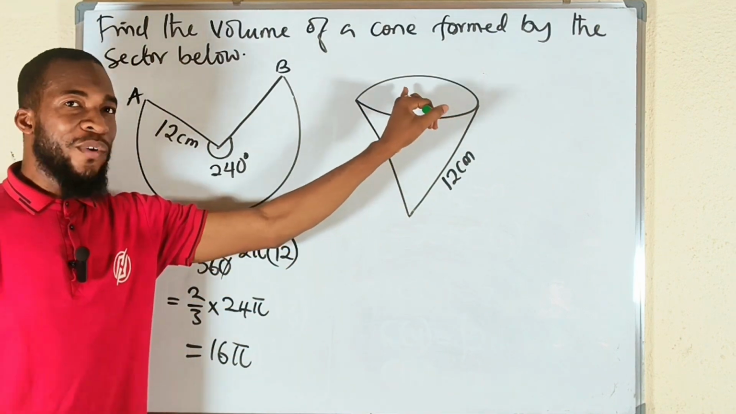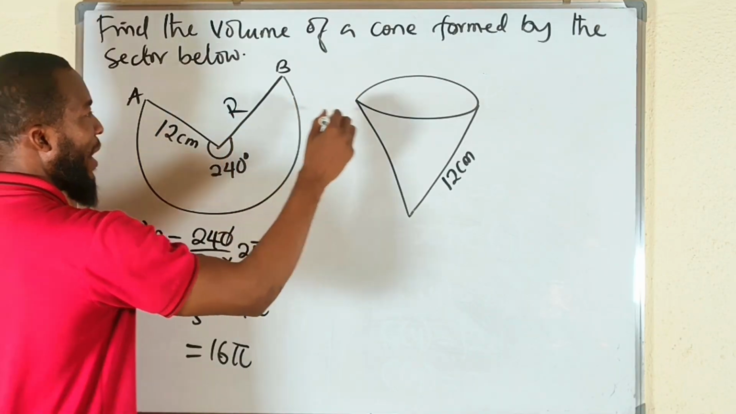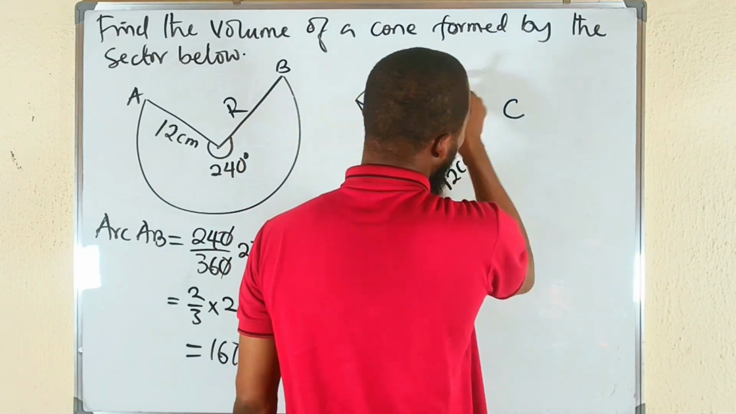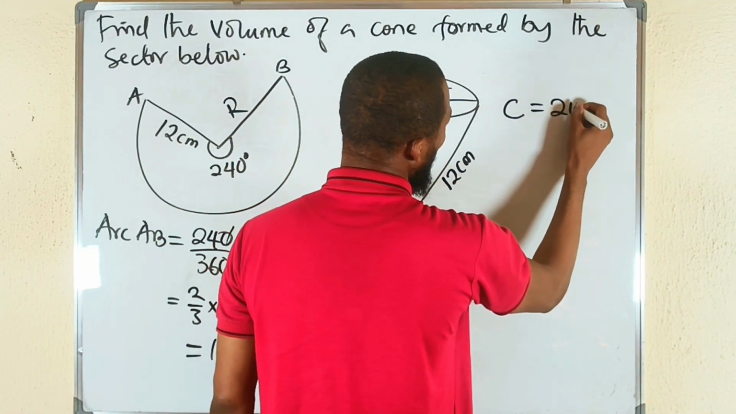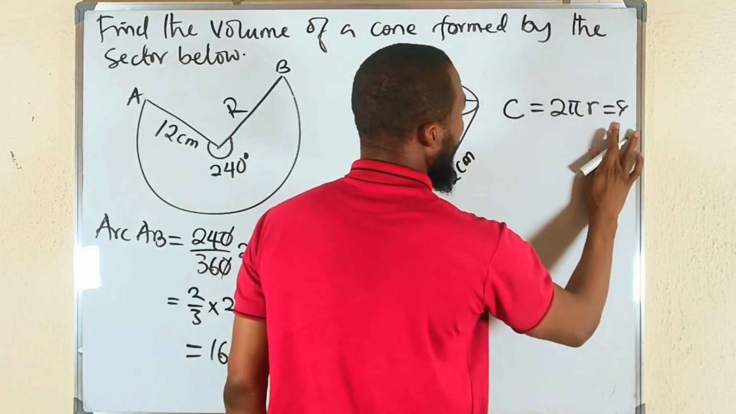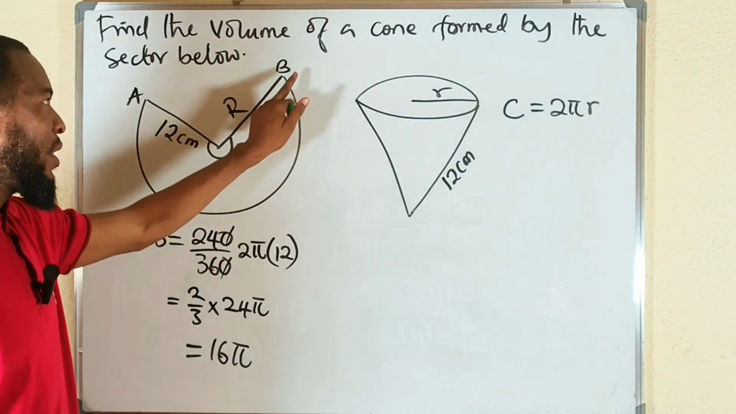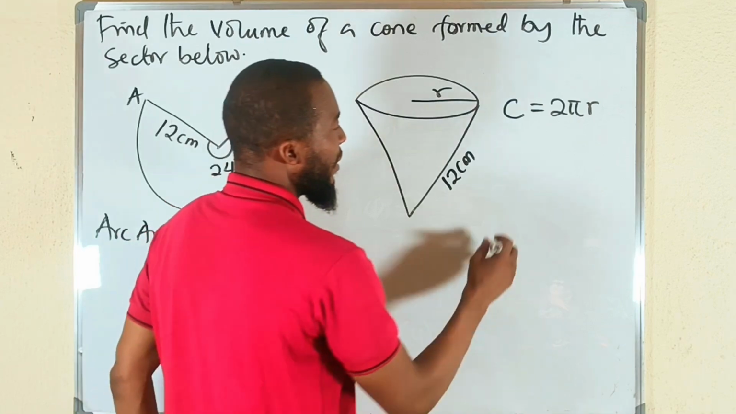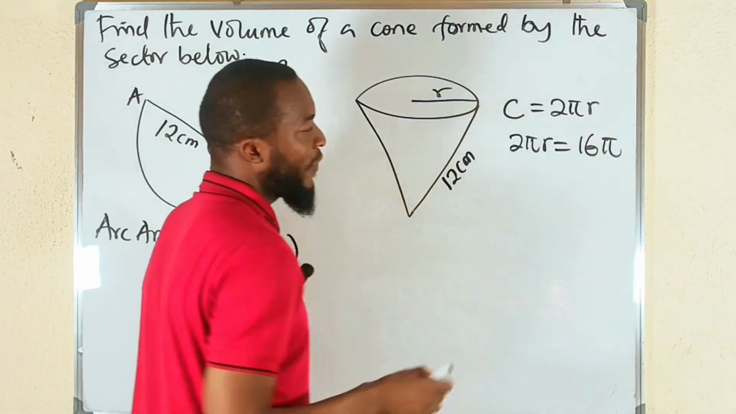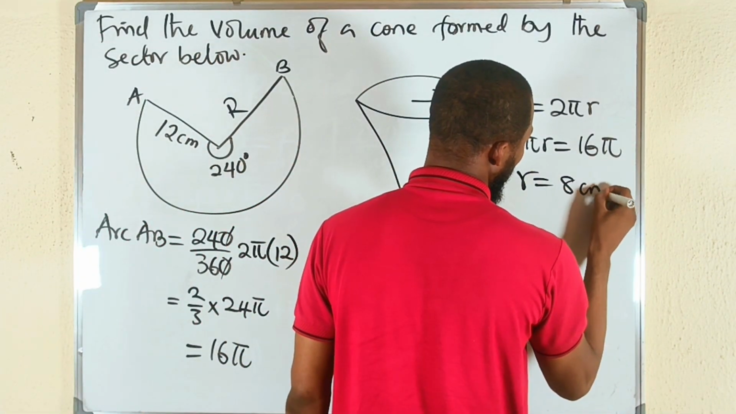So it means that the circumference of this, let's assume this is the capital R, then this is going to be the small r, right? So let's go here. The circumference of the top part is 2 pi r. But it must be equal to this 16 pi, because 16 pi is now the circumference of this circle. So this 2 pi r is equal to 16 pi. Divide both sides by pi, divide both sides by 2, you have r equal to 8 centimeters.